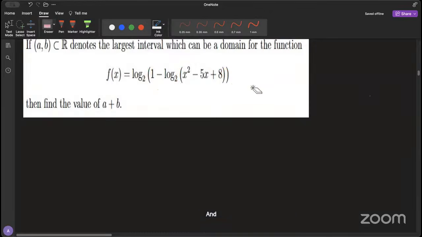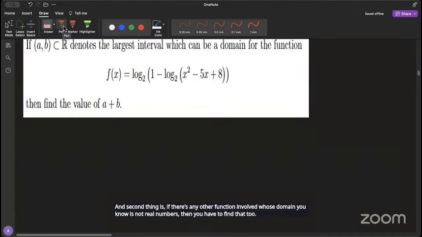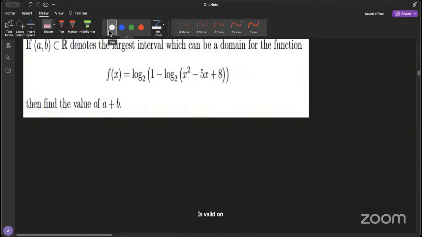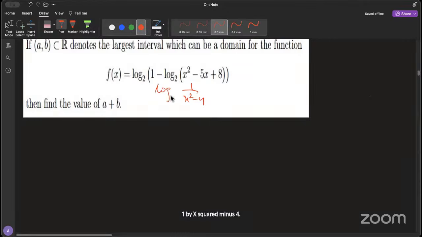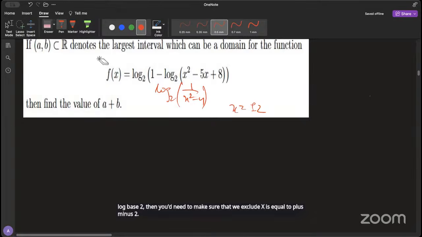And the second thing is, if there's any other function involved whose domain you know is not all real numbers, then you have to find that too. You have to find the values of x such that that function is valid on those values. For example, if instead of this one you had 1 by x square minus 4 inside log base 2, then you would need to make sure that we exclude x equals plus minus 2 from the domain.